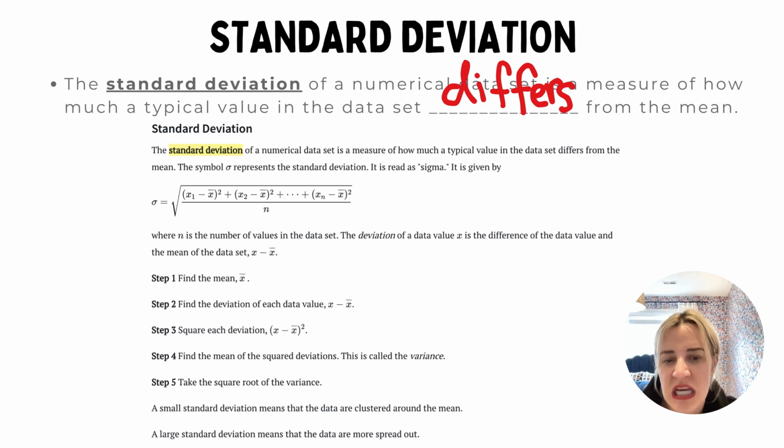A small standard deviation, when we analyze our data, means that the data are clustered around the mean. They're not spread out that far. A large standard deviation means that the data is more spread out, kind of all over the place. Are you ready to do some example problems of this? I think we are. Let's go.